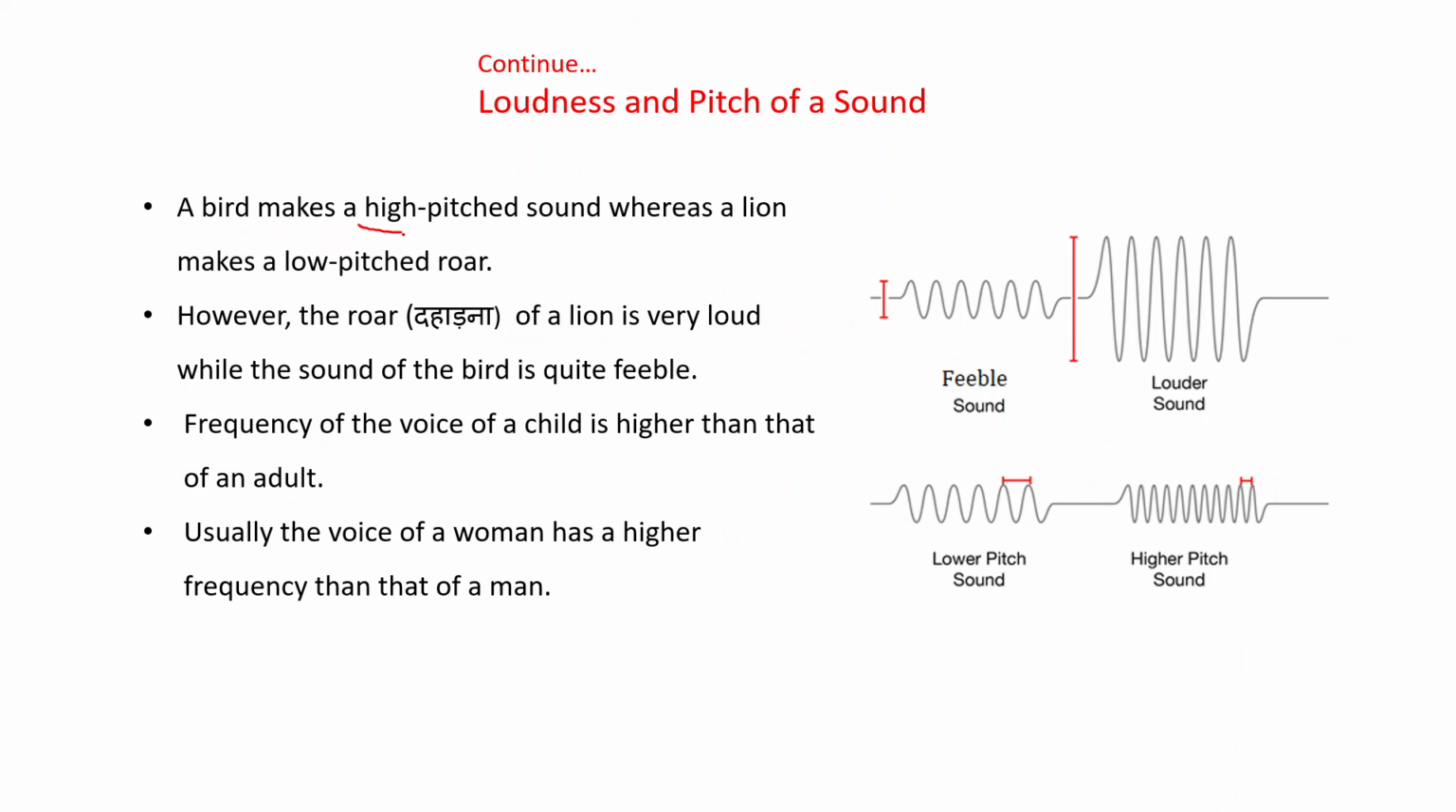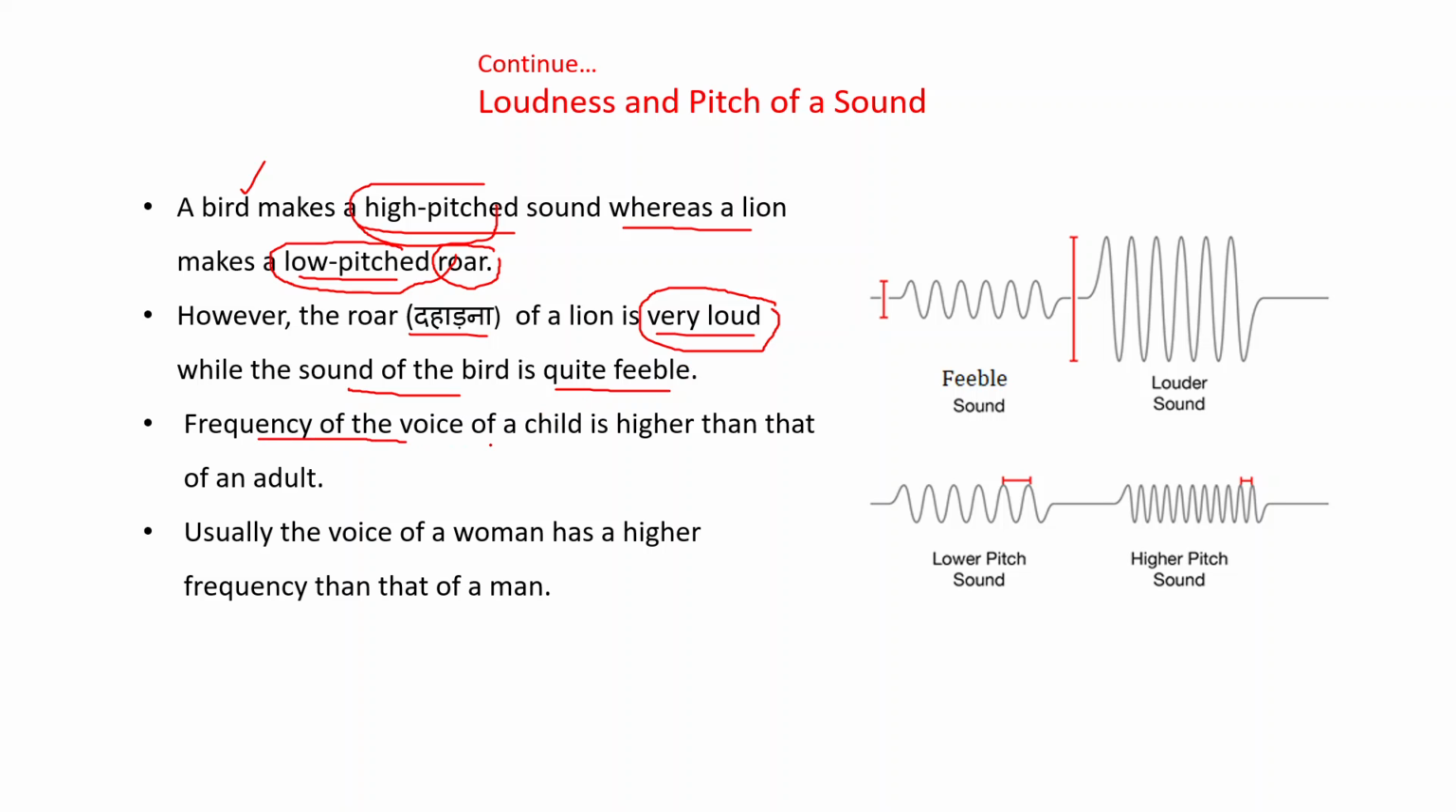A bird makes a high pitched sound, whereas a lion makes a low pitched roar. Roar means dahadna. The roar of a lion is very loud, while the sound of the bird is quite feeble. Now again correlate loudness with the pitch. We can say for the lion the sound is low pitch, but loudness is very high. Clear? And in case of the bird, the sound is high pitch, but it is quite feeble. That is, we can say loudness is small.